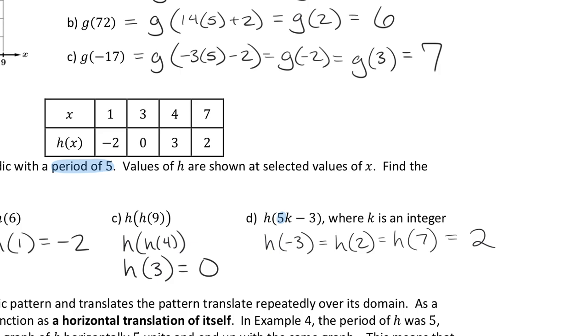So when we have periodic phenomenon, we can add and subtract the value of the period to repeat the output values in the table. Wait, can you explain that? Yeah, the last one, where it says 5k, where k is an integer, because the period length of this function is 5, this is just saying any repetition. If k is 0, 5 times 0 minus 3 is negative 3. If k is 1, 5 times 1 minus 3 is 2. If k is 2, 5 times 2 is 10 minus 3 is 7.